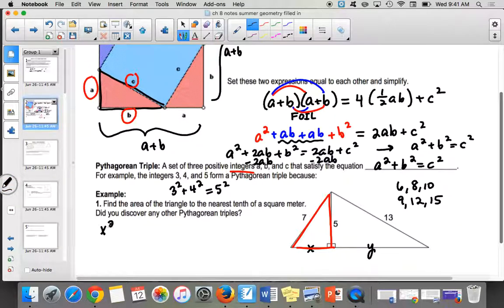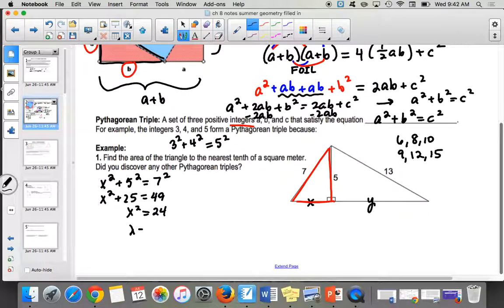So we have x squared plus 5 squared equals 7 squared. So we get x squared plus 25 equals 49. So when I subtract the 25 over, I get 24. So x is equal to the square root of 24. Yeah, you can reduce it. You could say it's the square root of 4 and square root of 6. Square root of 4 is 2. So we can write 2 root 6.